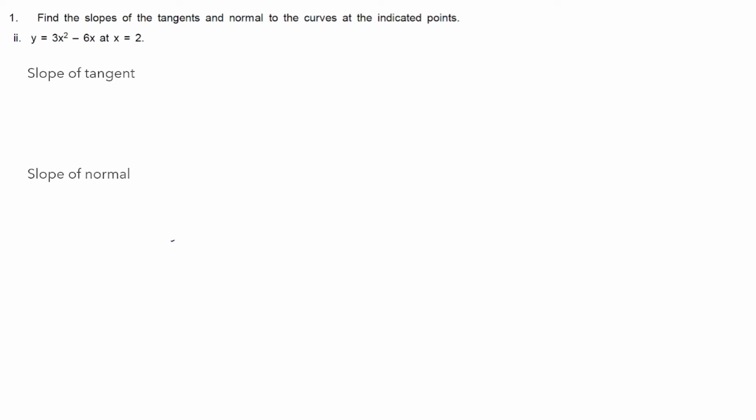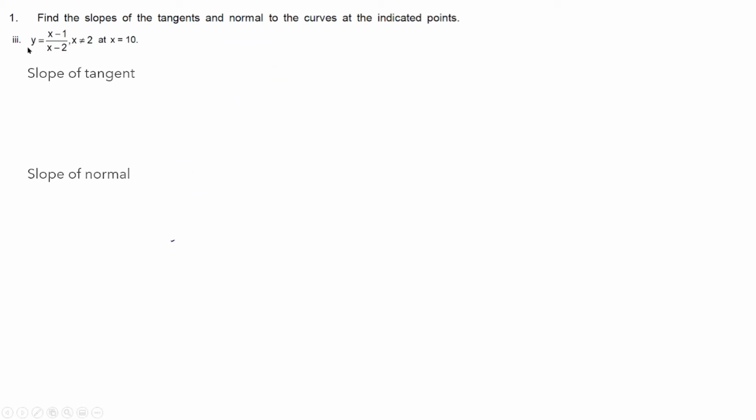The next question, y is equal to 3x square minus 6x at x is equal to 2. First let us find dy by dx. So it is 6x minus 6. Now the slope of the tangent is dy by dx at x is equal to 2. So it is 6 into 2, 12 minus 6, which is 6. And the slope of the normal is minus 1 by slope of the tangent. So the slope of the normal is minus 1 by 6.